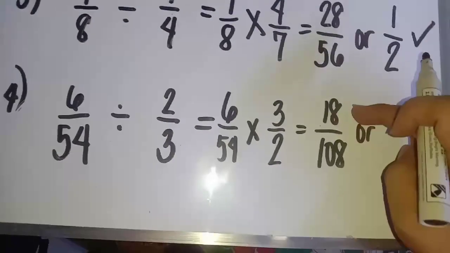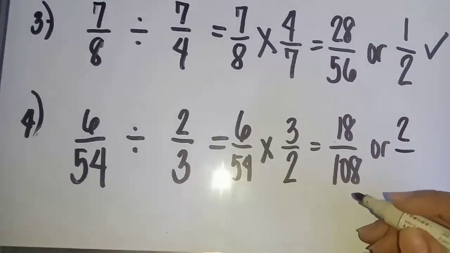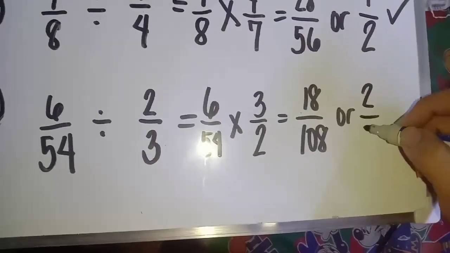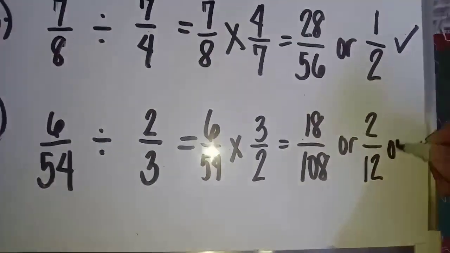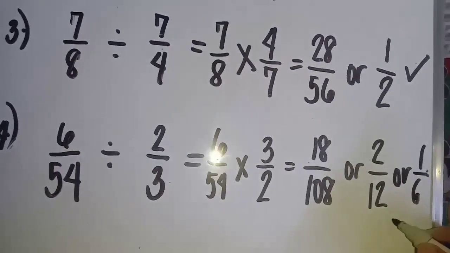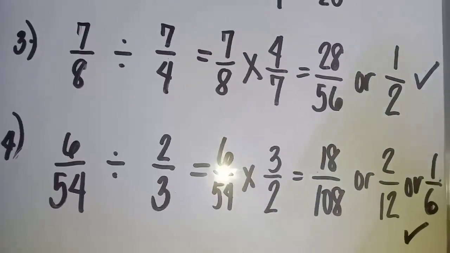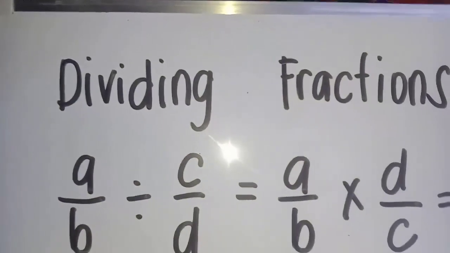Let's say, for example, 9. So 18 divided by 9 is 2. The 108 divided by 9 is 12. Okay? Or it can be simplified further into 1 over 6. So the answer is 1 over 6. So this is how you divide fractions.